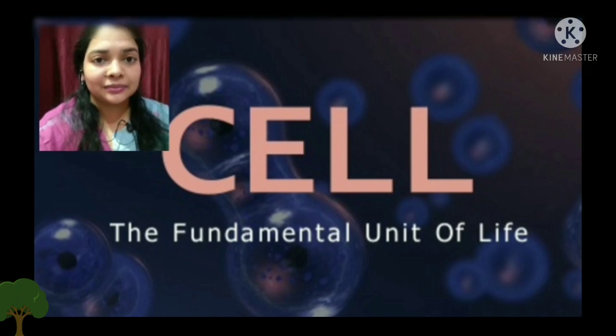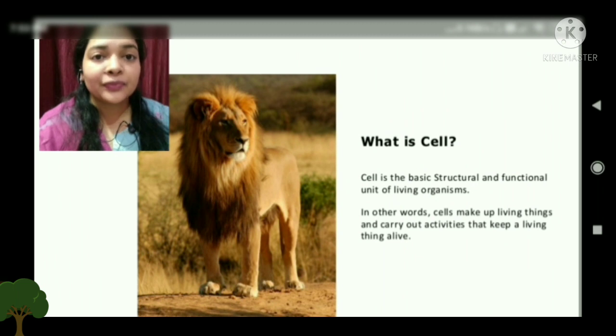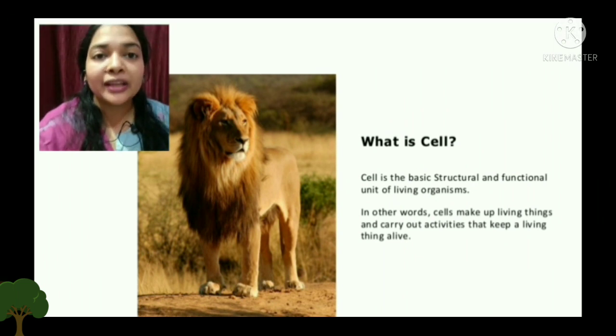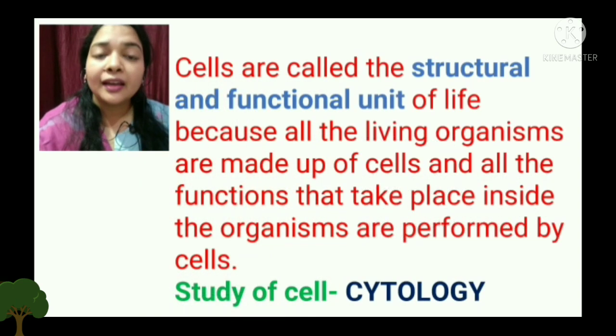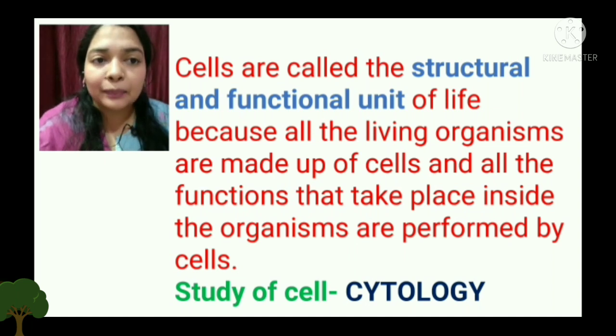What is cell? Cell is the structural and functional unit of life. Now here the question arises, why cell is known as structural and functional unit? Cell is known as structural unit because all the living organisms are made up of cells. Cell is known as functional unit because all the functions that take place inside the organisms are performed by cells.